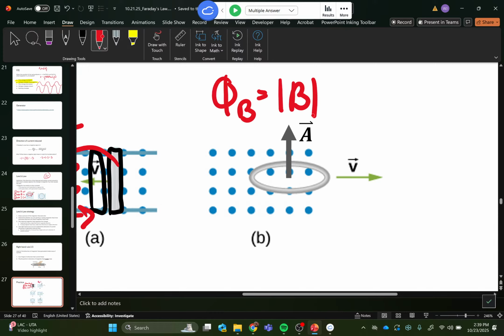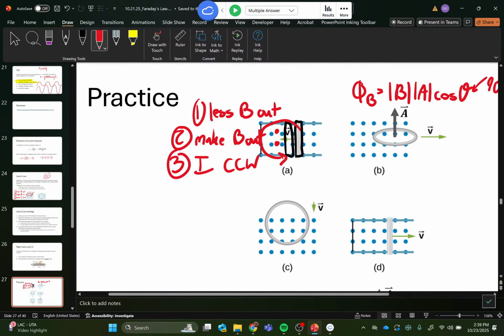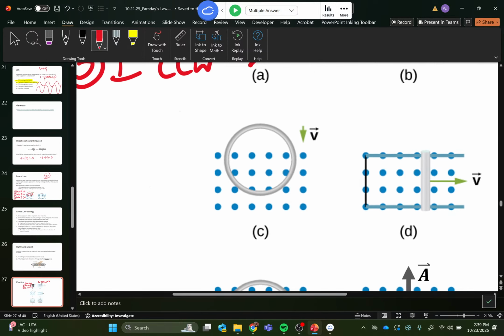Remember that the definition of flux is B times A times cosine theta. In this specific problem, theta is 90, so there is no flux. I start with no flux, I end with no flux. It's happy. And we're using this definition conceptually. Flux is how many field lines are going through it. That's what flux is. More field lines, more flux. Less field lines, less flux. Here, no flux. At the end, no flux. Who cares? All right, try this next one.